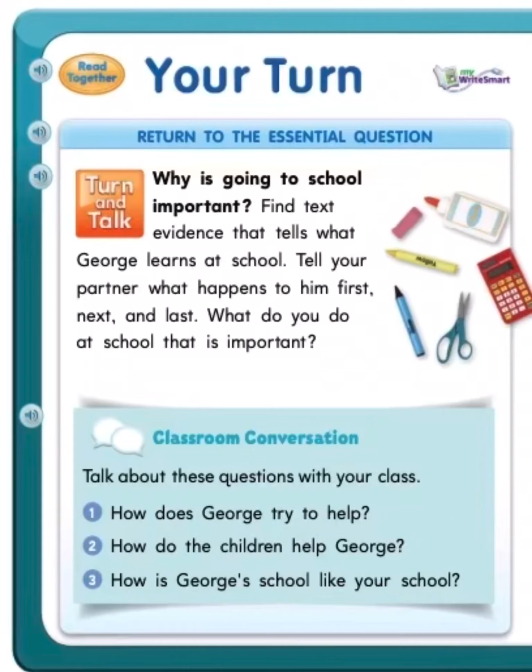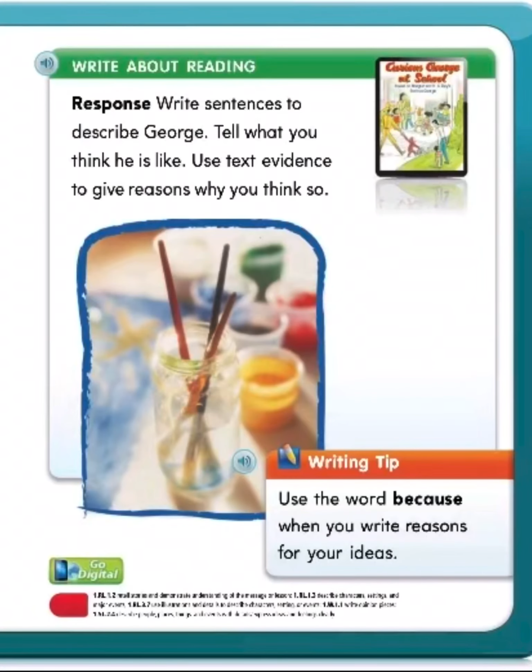Classroom conversation. Talk about these questions with your class. 1. How does George try to help? 2. How do the children help George? 3. How is George's school like your school? Write about reading. Response. Write sentences to describe George. Tell what you think he is like. Use text evidence to give reasons why you think so. Writing tip. Use the word because when you write reasons for your ideas.